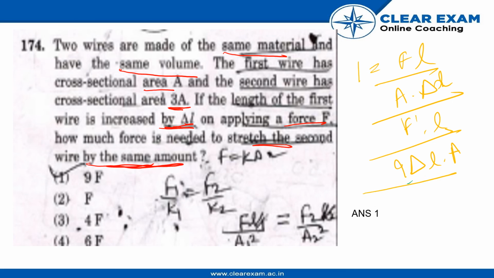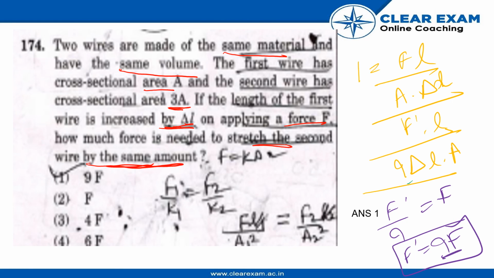So that will give you F dash by 9 is equal to F. So F dash is equal to 9F. So 9F force should be applied so as to stretch the second wire by the same amount.